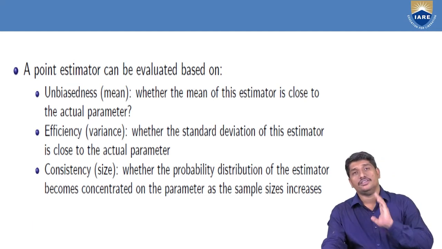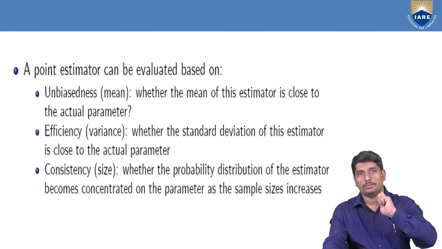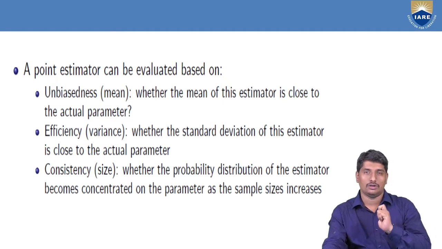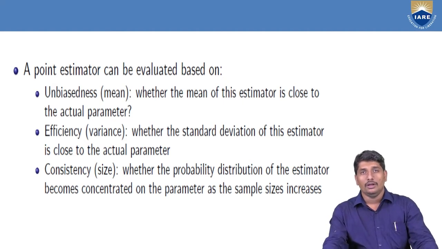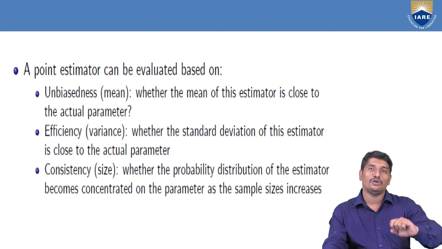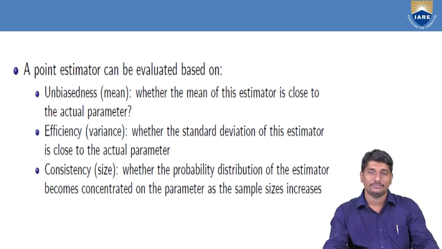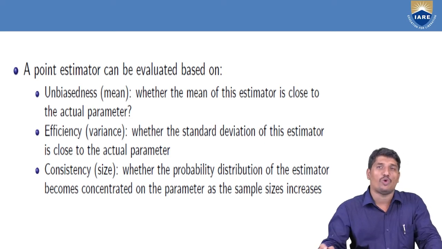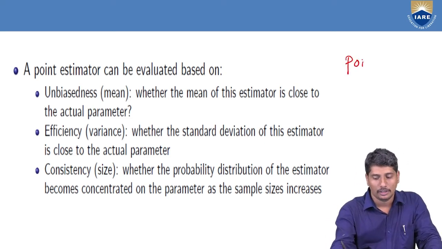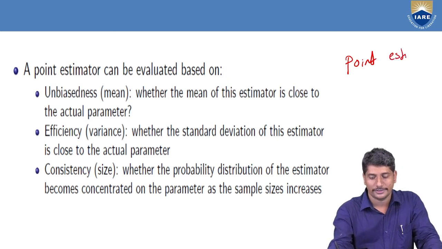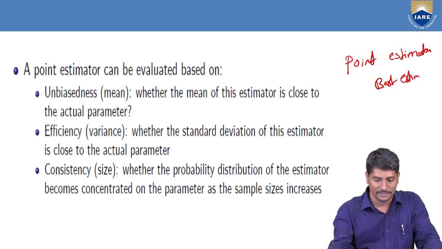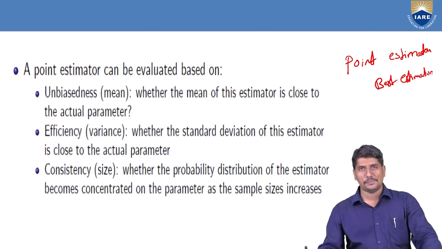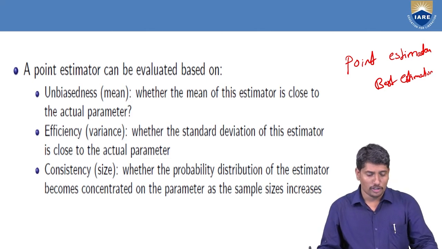Now, what are the different qualities? That means if you want to say that a point estimator is an efficient or a good predictor of the population parameter, it should possess some qualities. Now I'm going to list out those qualities and discuss them one after the other. So the first thing: for a point estimator to be known as the best estimator of a population parameter, it should possess the following qualities.